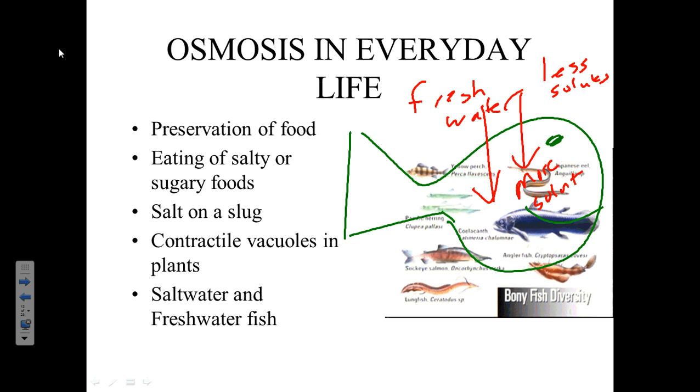The scales help slow it down, but they don't stop it. Freshwater fish urinate all the time. Okay? They are constantly urinating. When you go swim in a freshwater pond, you're swimming in fish urine.